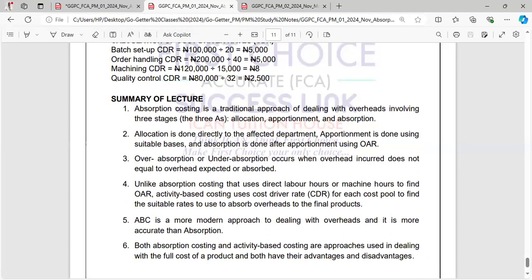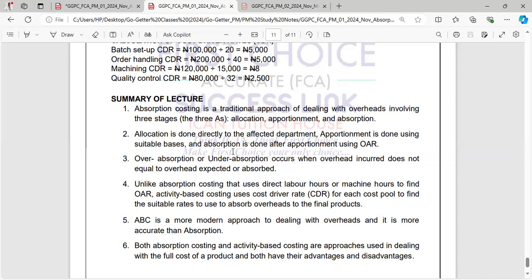So if you look at it here, let's give a summary of what we have done in absorption costing and activity-based costing. One, we have looked at absorption costing as a traditional method of dealing with overheads, and it involves three stages. We call it the three A's: allocation, whereby you know where each cost is to each department directly without argument. Apportionment, you have a basis of apportionment which you use your common sense and judgment. And then you have the absorption, whereas you use the overhead absorption rate in absorbing them.